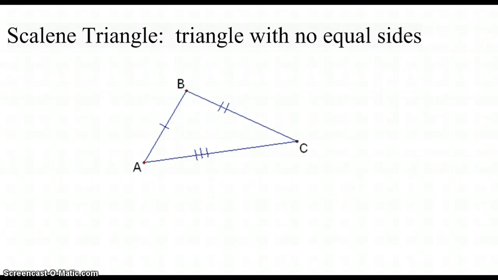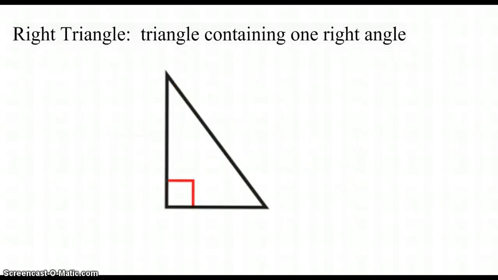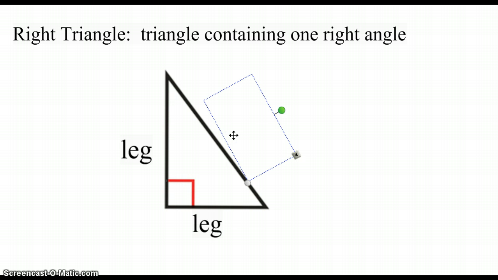Our next triangles are classified by their angles. And the first one we have is a right triangle. And a right triangle is a triangle containing 1 right angle. And just like isosceles, it has specific names. The sides that make up the 90 degrees is what we call the legs. And the side that is across from 90, which is the longest side of the triangle, is what we call the hypotenuse.